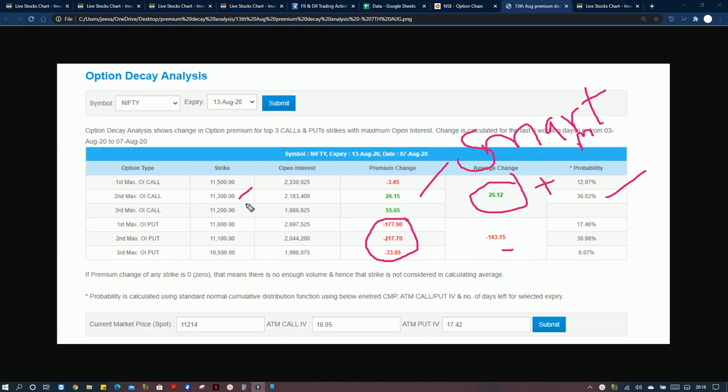So the probability of hitting 11,300 is more. We can expect that if the Nifty opens above 11,200, there is a probability that it can hit 11,300, and then it can move towards 11,500 in the coming days. Not exactly that we can say 11,500 will be hit in this week, but a movement above this 11,300 can have an up move towards 11,500 as per the data.